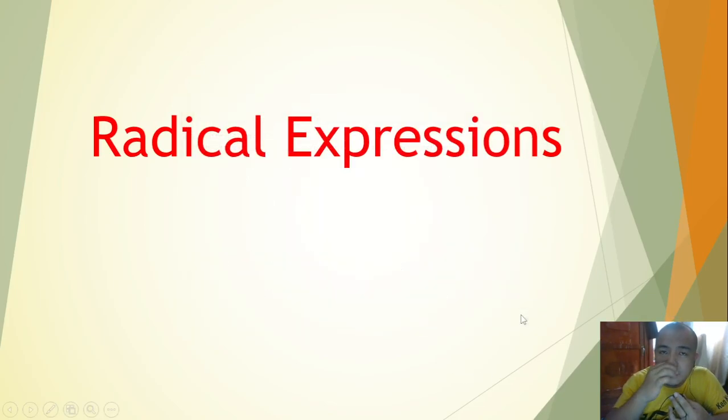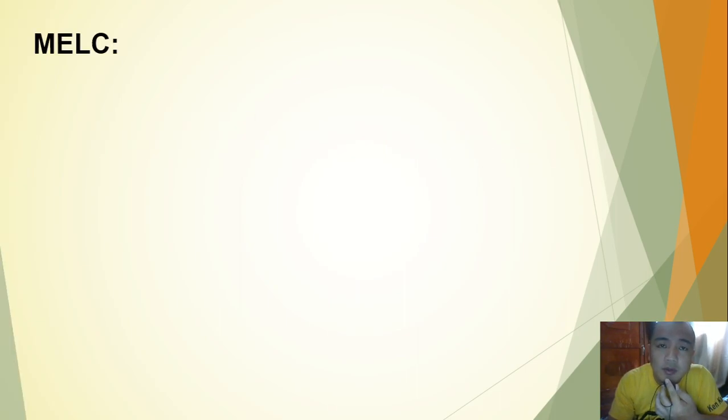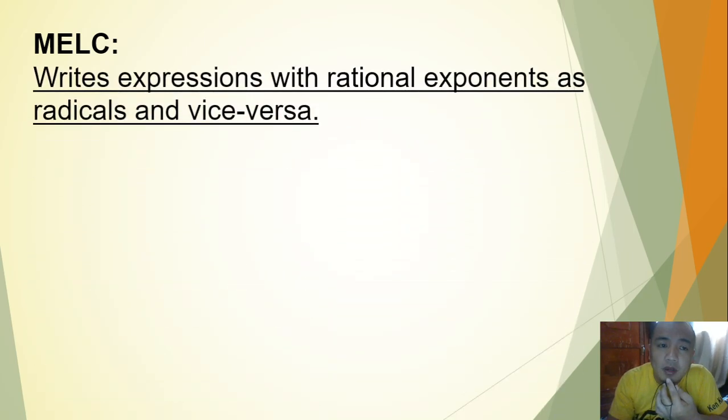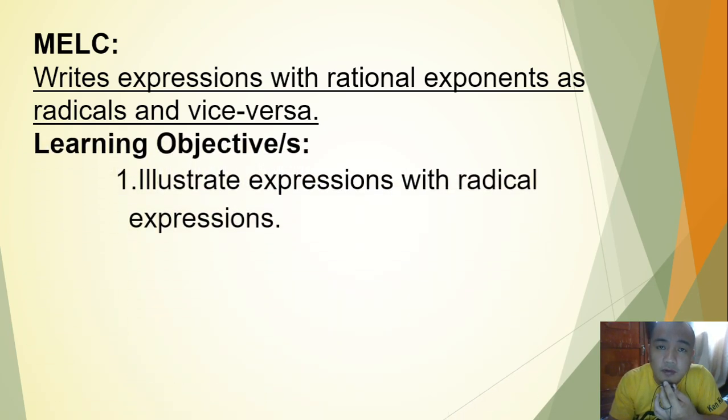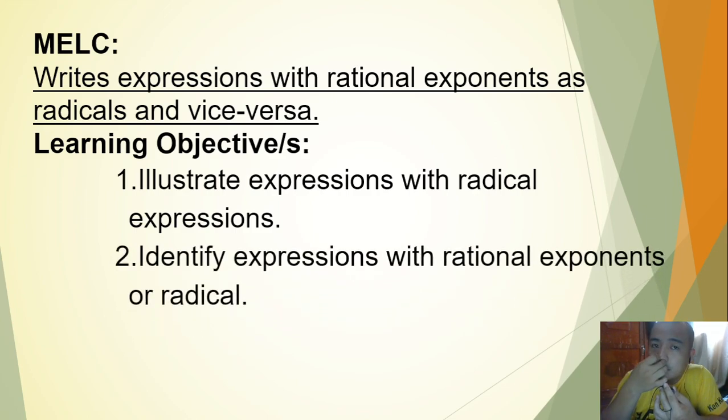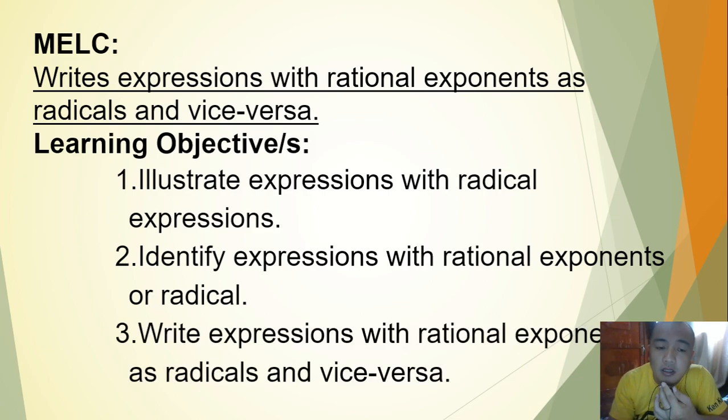Hello grade 9 students, we're now through discussing different laws of exponents, which included zero and negative exponents. So today we will go on to our new lesson, which is all about radicals or radical expressions. The MELC, or most essential learning competency, is to write expressions with rational exponents as radicals and vice versa. For the learning objectives: number 1, illustrate expressions with radical expressions. Number 2, identify expressions with rational exponents or radicals, and write expressions with rational exponents as radicals and vice versa.